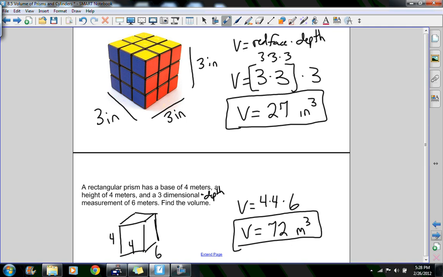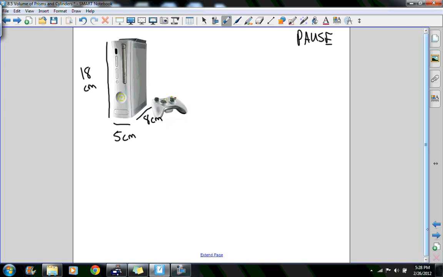All right. So I'd like you to try this one on your own. Find the volume of the Xbox. You may use a calculator.